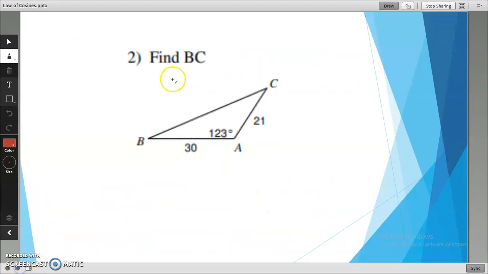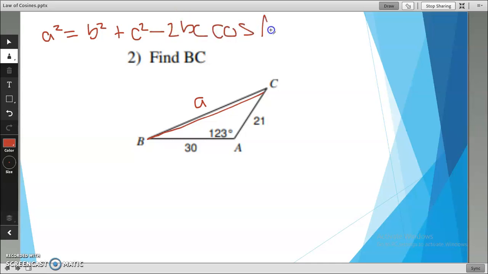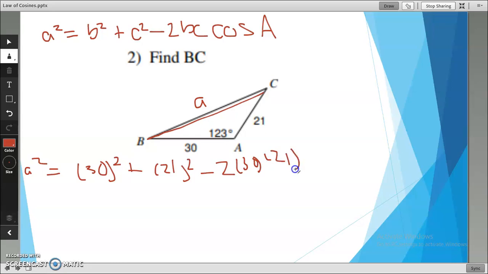All right, let's do another one. This time I want to find side BC, and it is across from my angle A. So again, the formula would be a squared is equal to b squared plus c squared minus 2bc cosine A. So let's plug in what we have. a squared is equal to 30 squared, and actually, my b is over here, but again, the order does not matter here, plus 21 squared minus 2 times 30 times 21 cosine 123.